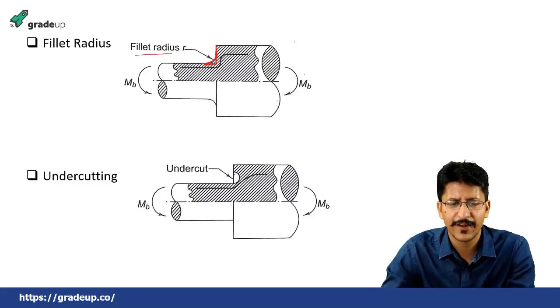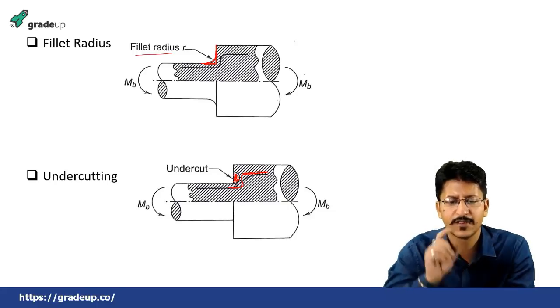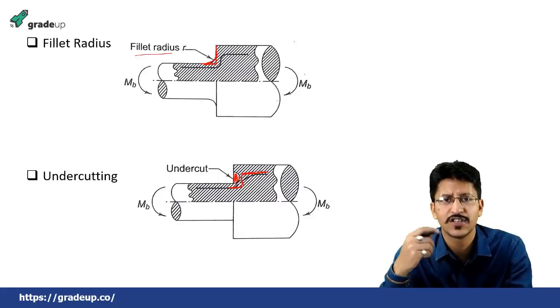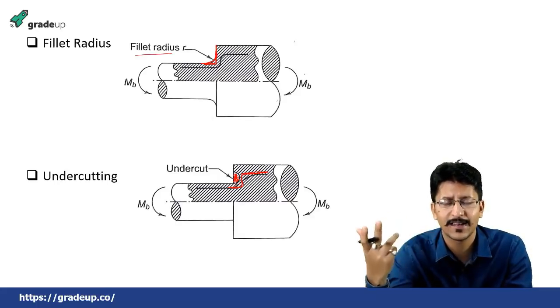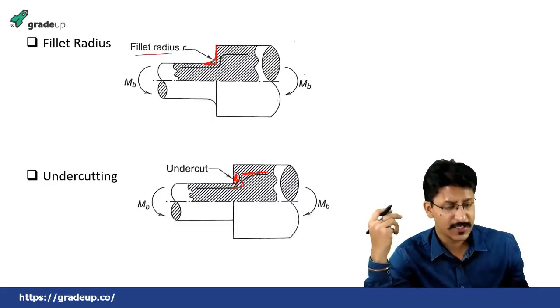Second one is undercutting. Undercutting means we have removed this much material. Again, the stress concentration lines, which were earlier like this, as I have shown in red, have now become like this, shown in black. So the stress concentration lines do not change abruptly, and again the stress concentration is reduced.